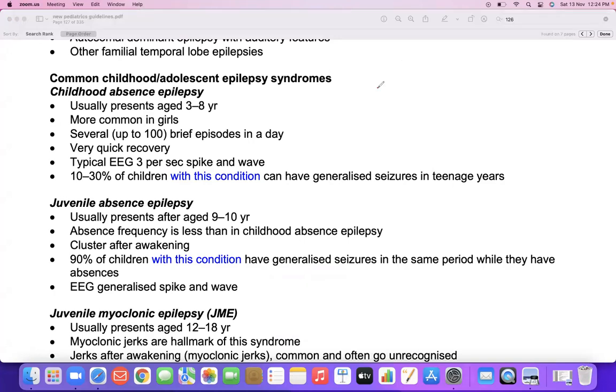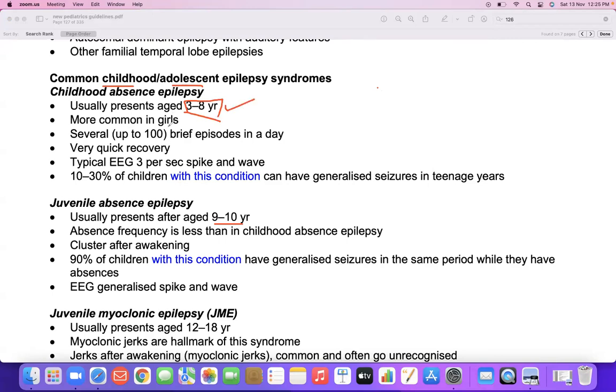Okay, thank you so much, doctor. Nice information. So in absence, you should know two things: common childhood and adolescent absence epilepsy. When do you label it as childhood? Depending upon the age of the child, 3 to 8 years. For adolescent, juvenile, it will be 9 to 10 years. This child can be 8 years or 9 years as well, so you can just give an average age if age is not given to you.